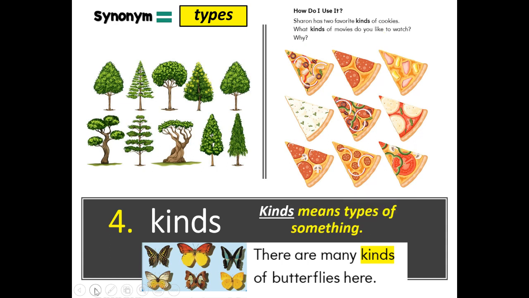How do I use it? Sharon has two favorite kinds of cookies. What kinds of music do you like to watch and why? Oh, I said that wrong. What kinds of movies do you like to watch and why? You could also say Sharon has two favorite types of cookies. What types of movies do you like to watch?